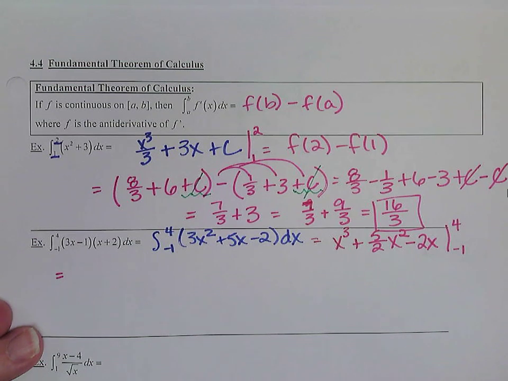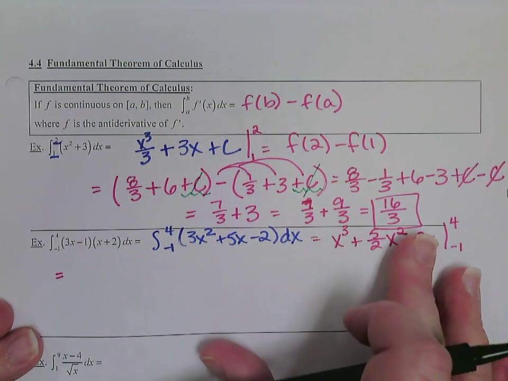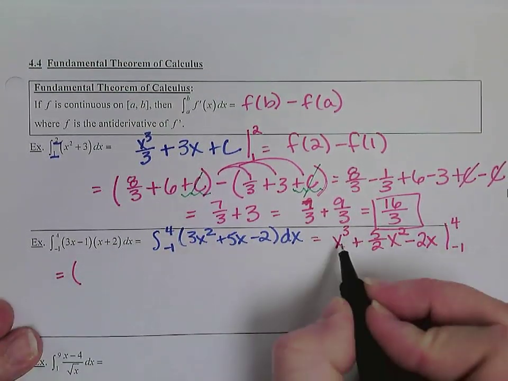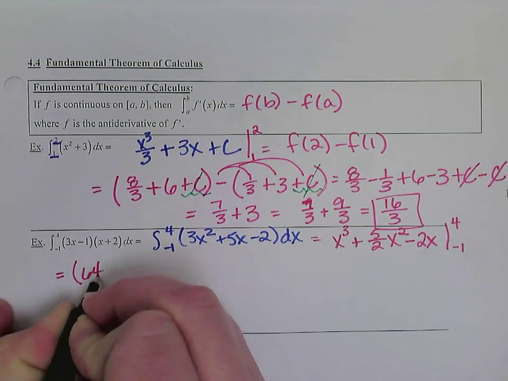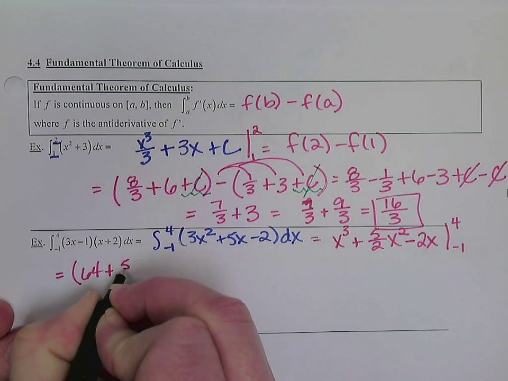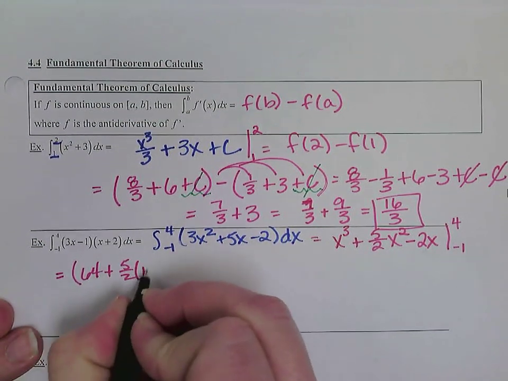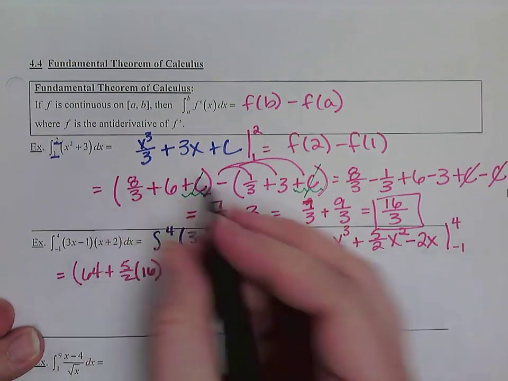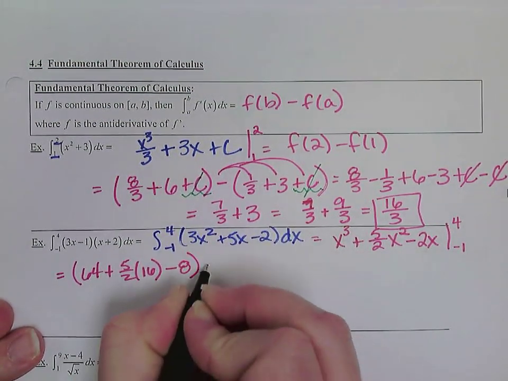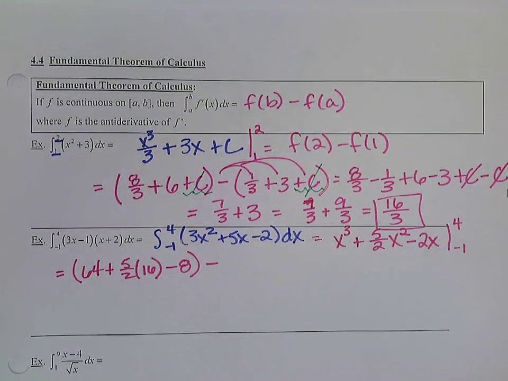So I need to evaluate this function at 4 first. I've got 4 cubed is 64, plus 5 halves times 4 squared is 16, minus 2 times 4 is 8. And then I'm going to subtract from that.